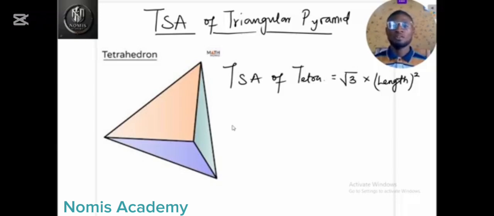So the total surface area of a regular tetrahedron, also known as triangular pyramid, is given to be root 3 multiplied by length of a side of the triangle squared. So root 3 is 1.732 to 3 decimal places. So multiply by L squared. If a case demands that you find root 3, you can express it this way, or you leave it as root 3 if the case demands otherwise. So let's solve some questions on total surface area of triangular pyramid.